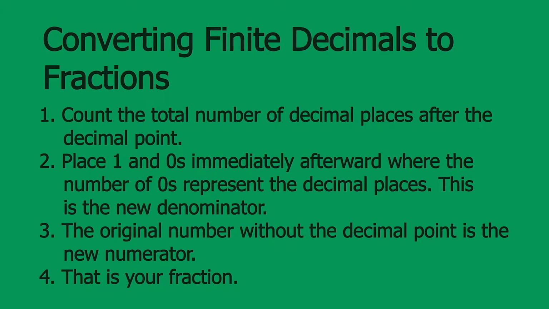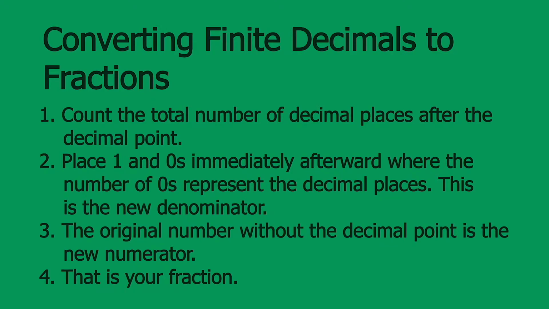Now, in order to do so, we actually have to remember one simple thing: after the decimal point, every number after it has its own decimal place. So the first number is the tenths, the second number is the hundredths, then the thousandths, then ten-thousandths, and so on and so forth. Now here I'm going to list every single step on how you can convert a finite decimal to a fraction, and it's based on that.